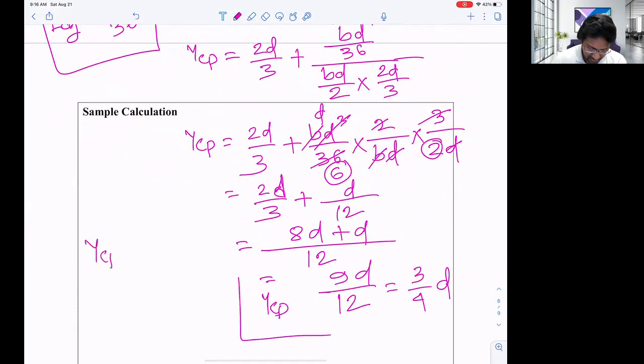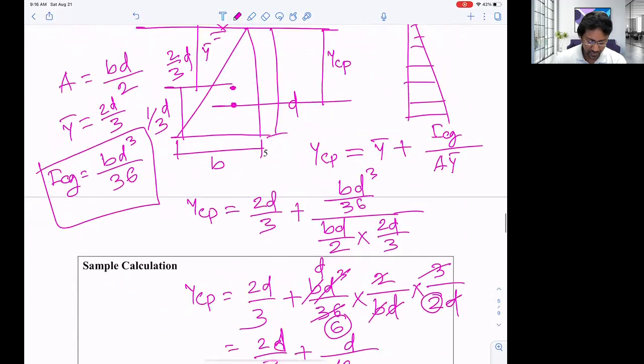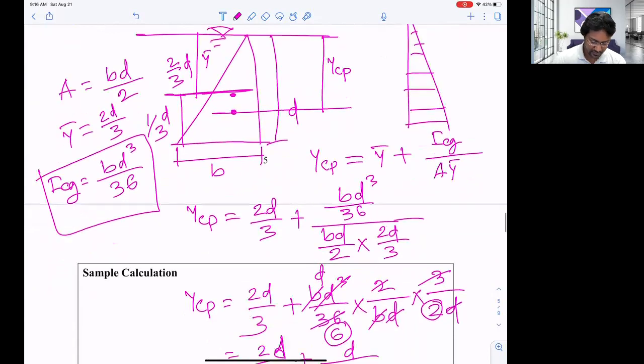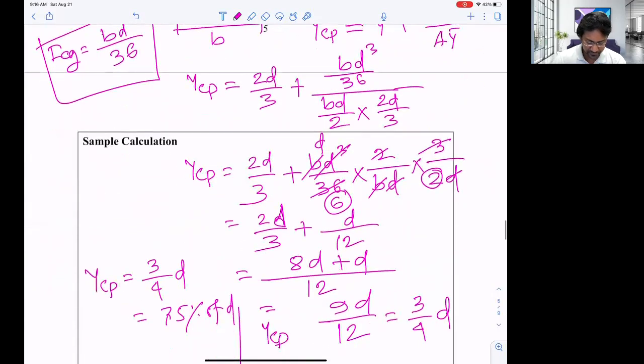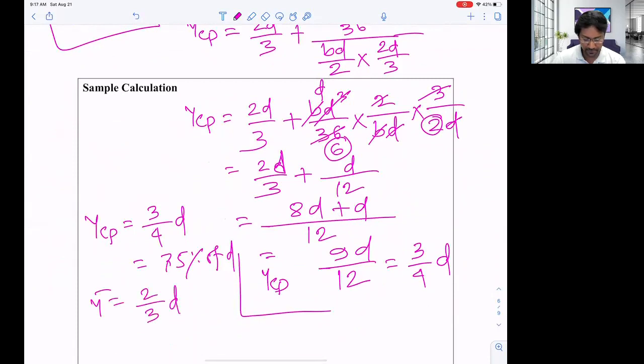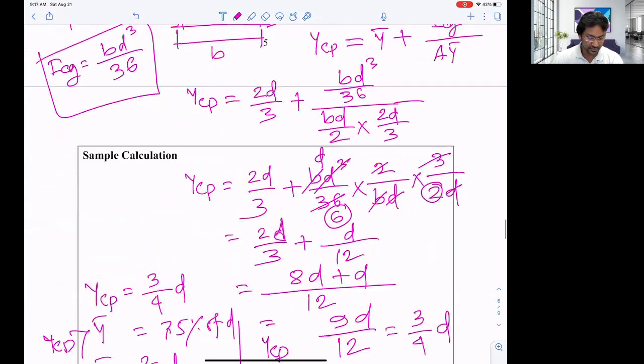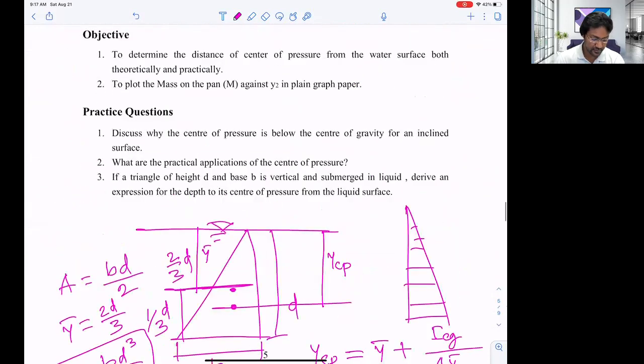So we got YCP as 3 by 4 D, which means 75% of D. But what was the center of gravity? 2/3 D from the top. So y bar was 2/3 of D, and that is 66.7% of D. So which one is deeper? Of course, YCP is greater than y bar. So that's why the answer for this question is this.